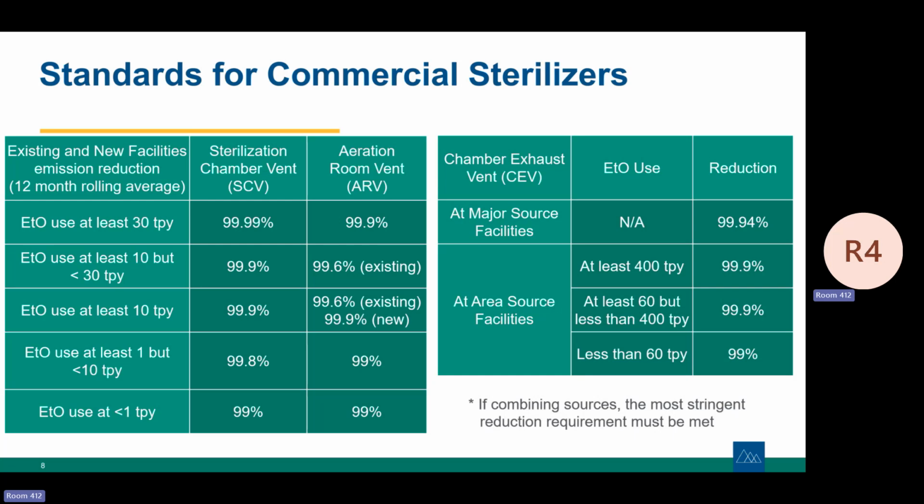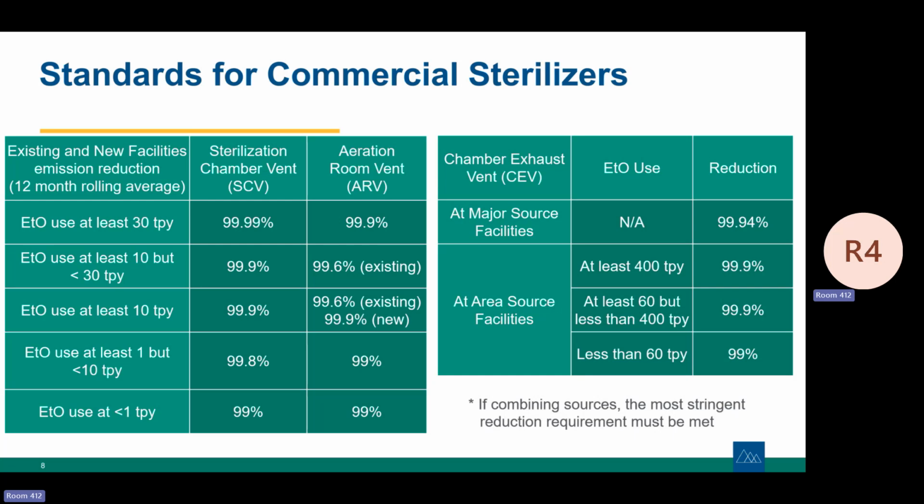If you're familiar with the sterilization process, you have your sterilization chamber. This is where you're actually sterilizing materials, so that's where your ETO is coming in. That's where the main source of all your ETO is going to be. Aeration room vent kind of speaks for itself, as does chamber exhaust vent. So the key here is, if you're combining sources, you must meet that most stringent requirement. Typically these sources are all going to be combined. So all ethylene oxide use is going to have to be 99.99 at these high use facilities, and then accordingly down the line for those that use it.